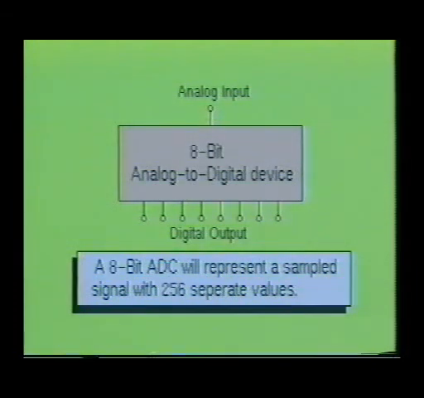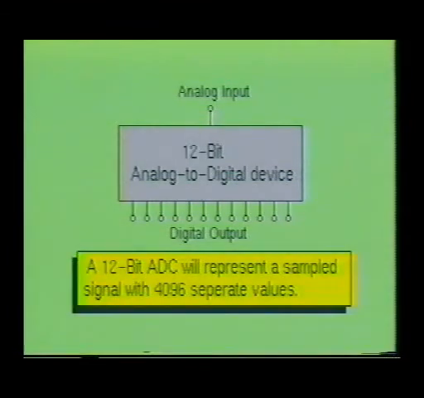An 8-bit ADC, on the other hand, can represent the analog input signal with up to 256 discrete words. This allows each sample of the input signal to be broken down into 256 separate values. And a 12-bit ADC can represent the analog input signal with up to 4,096 individual binary words. As you can see, the more bits of resolution the ADC can provide, the more accurately it will represent the analog input signal.